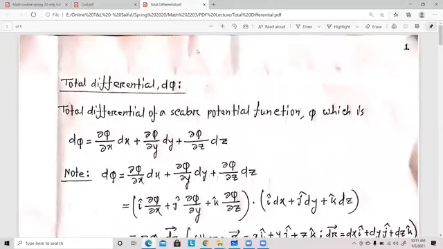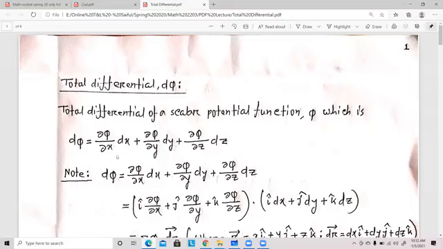Yes, sir. Okay, another definition, this is total differential, which is denoted by d phi. D phi, total differential of a scalar point function phi, can be written as del phi by del x into dx plus del phi by del y into dy plus del phi by del z into dz. This is the definition of d phi, total differential.